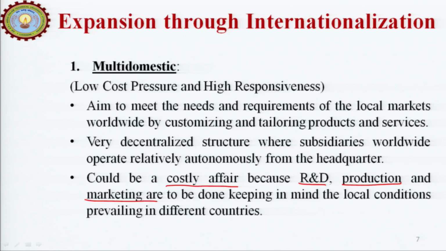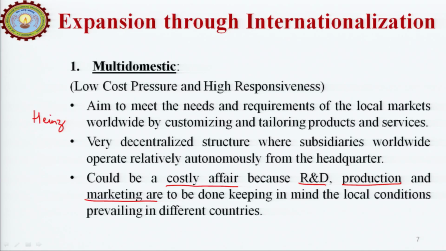Now, if we talk about examples of such companies which go for multi-domestic strategy, then one company you must have heard about, Heinz, H.J. Heinz. Heinz is famous for its tomato ketchups primarily. And if you see into their portfolio, you will find out that they sell ketchups by the same brand name throughout the world. Heinz is the brand name. But in different parts of the world, they will sell different tastes according to the demands of the local market.